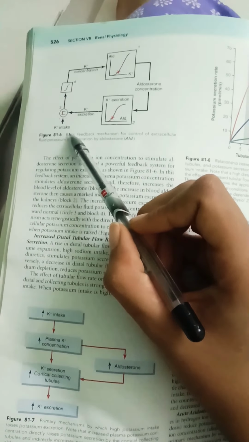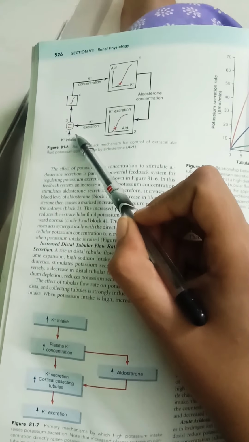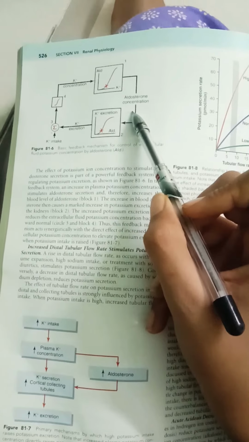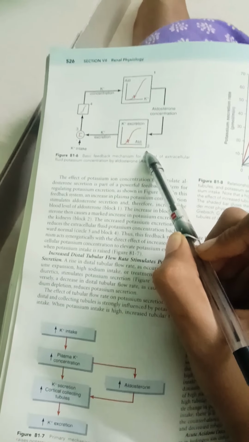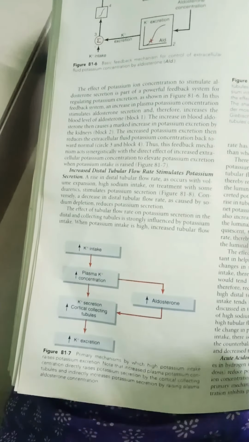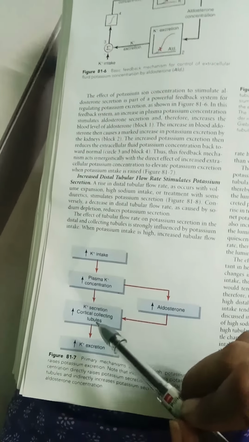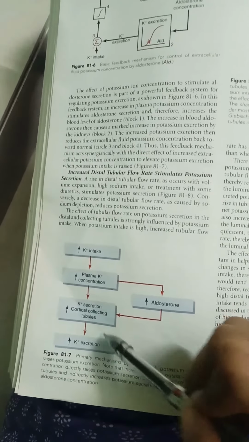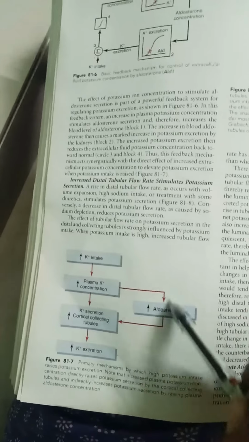So here from our textbook you can see if you are having potassium intake, the potassium concentration in the blood increases, and aldosterone concentration can also increase, so it will lead to potassium excretion. Of course, if there is more potassium in the blood, it will finally lead to excretion. Whenever there is higher potassium intake, the plasma potassium concentration will rise. This will in turn lead to a rise of potassium secretion in the cortical collecting tubules. Of course, this will lead to an increase in potassium excretion. Even aldosterone also amplifies the excretion of potassium.